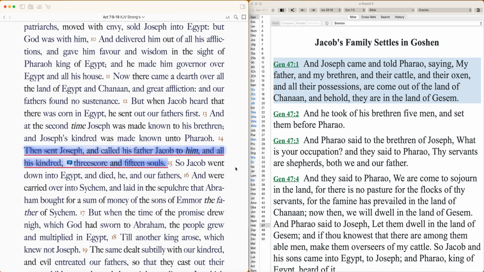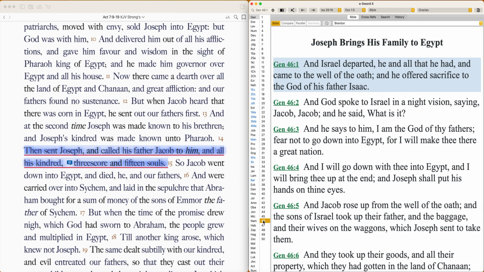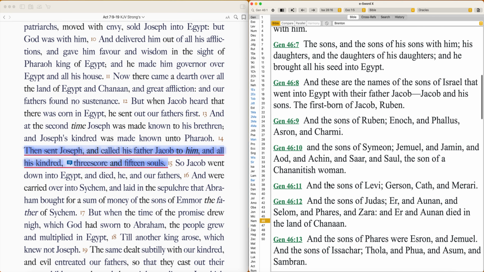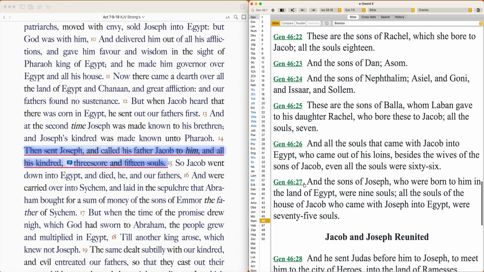All right, so that was Exodus 1. So if we find, I think it's Genesis 46, 46 and 27. Okay, here you go, right here. The sons of Joseph who were born to him in the land of Egypt were 9 souls, and the souls of the house of Jacob who came with Joseph into Egypt were 75 souls. Okay, so Genesis 46:27 says 75.